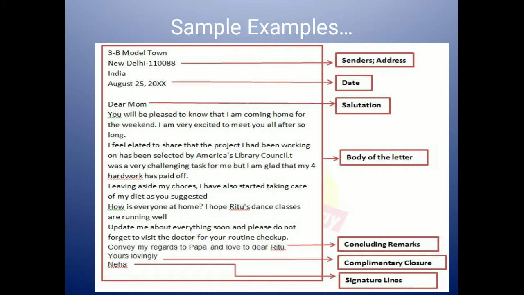I hope you understood the first part of the informal letter, that is the address and date. Now we're going towards the next part, that is the greeting, or you can say salutation.